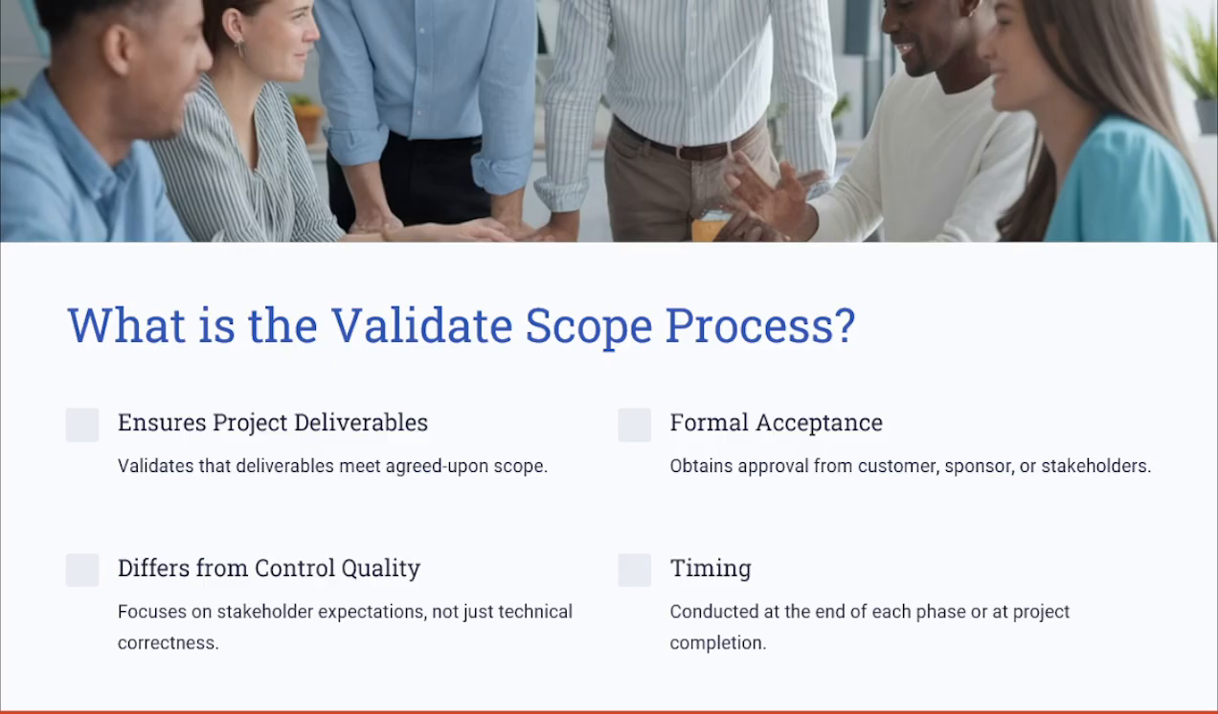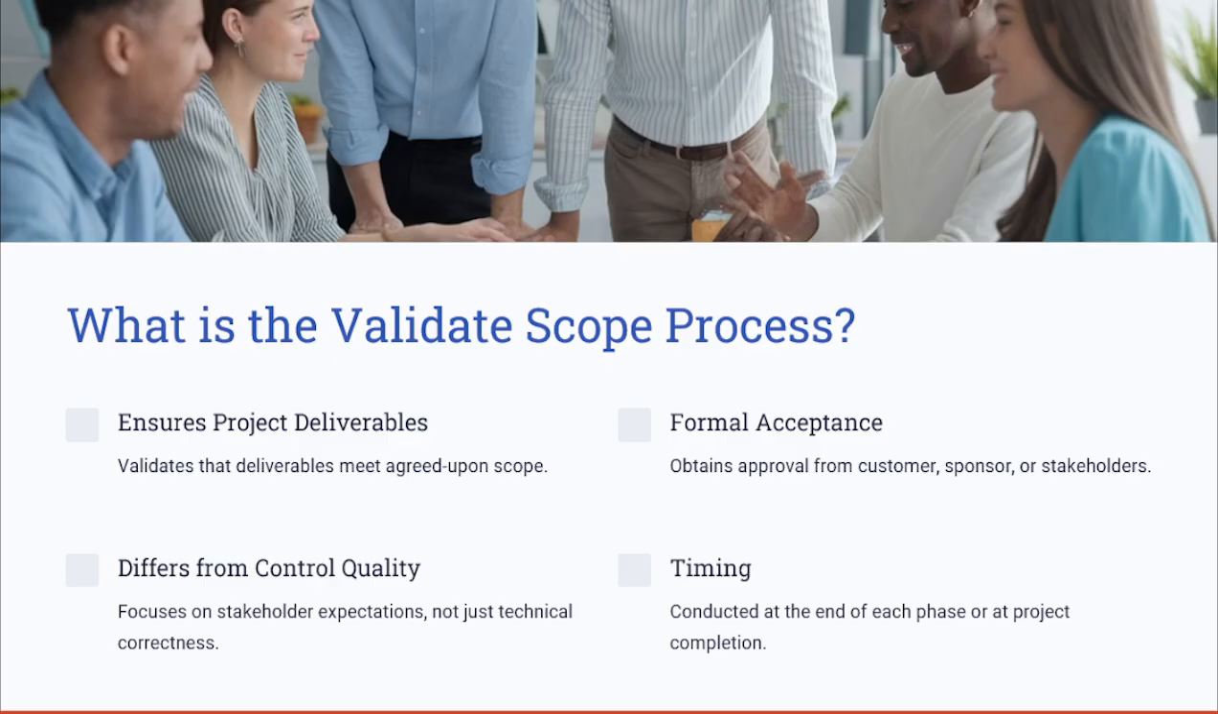Unlike quality control, which checks whether the deliverables meet the internal quality standards, validate scope ensures that they meet the external expectations, and also the overall stakeholder expectations, not only the external or internal.